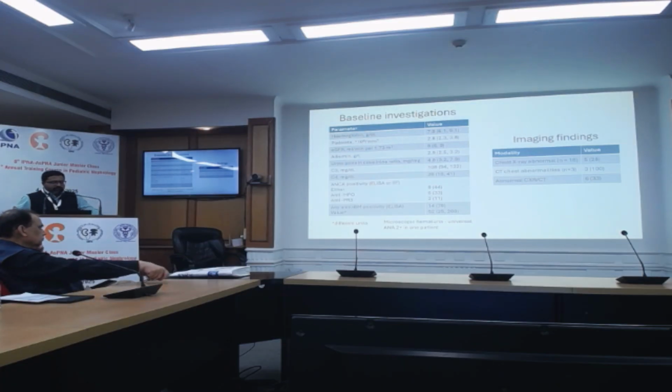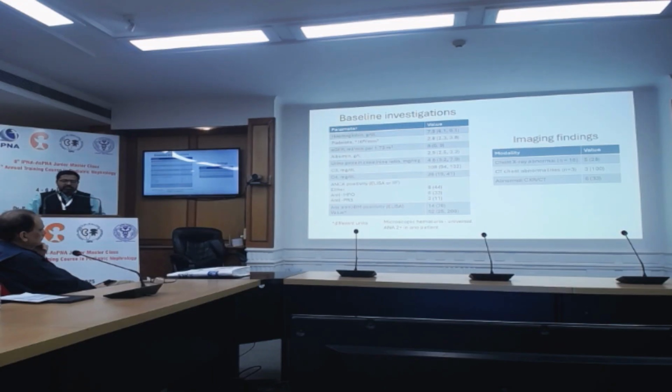ANCAs were done in almost all patients, either by IF or by ELISA. Any ANCA positivity was found in just about half of the patients. The serology of anti-GBM was positive in only 80% of the patients, and the other patients had biopsy-positive findings, which may be the serology-negative variants. The units were different at different centers, so we can't make a comparison.